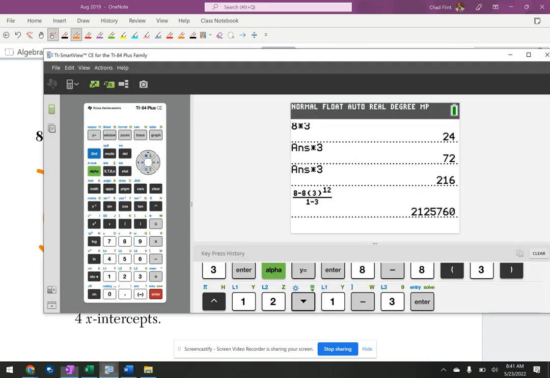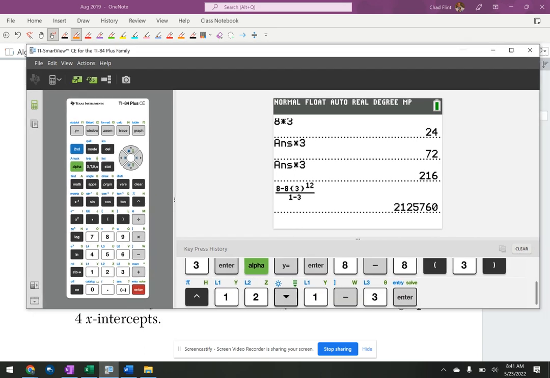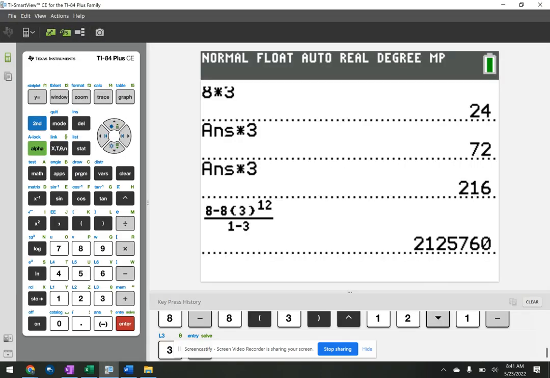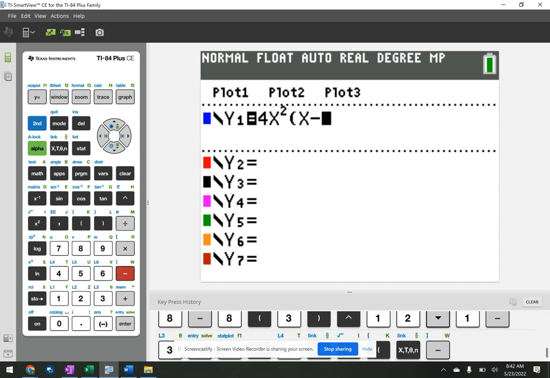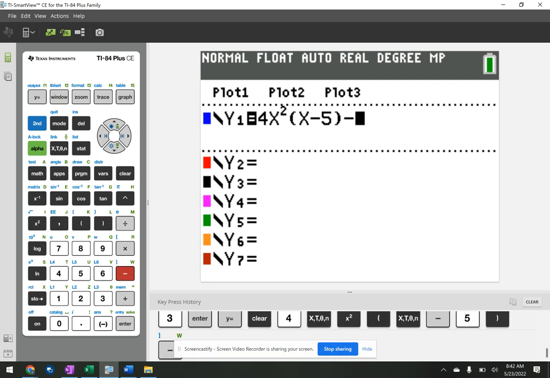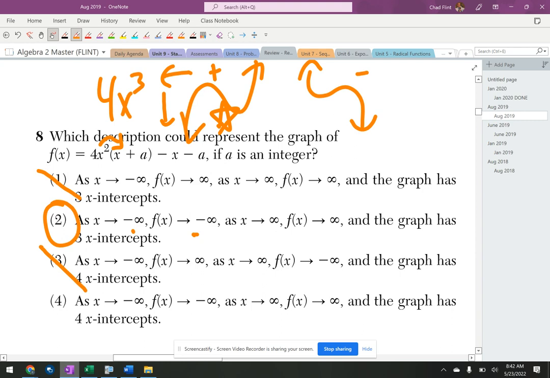So let's bring the calculator up. This is what I do in situations like this. I'm positive it's only 3. I don't know how it could possibly even have 4. But let's do this. Let's do 4x to the second times x minus, and I'm just going to pick a number here, 5, minus x minus 5. And I just picked a number for a.